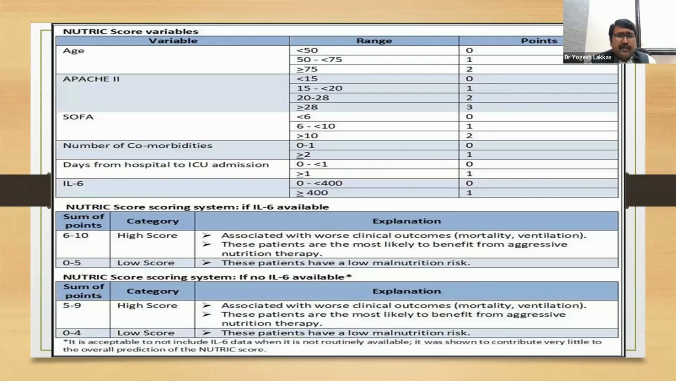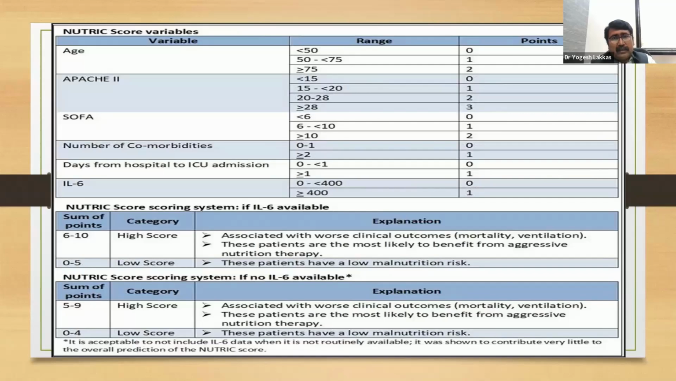Then we can see from this table what the components of the Nutric score are. Age, where various points are given: less than 50 is 0, 50 to 75 is 1, more than 75 is 2. Then APACHE score is part of the Nutric score. Then SOFA score, which we usually apply in the ICU, is also one of the components for deriving the Nutric score. Number of comorbidities: we can see that 0 to 1 is 0.